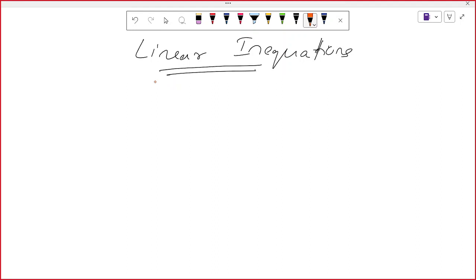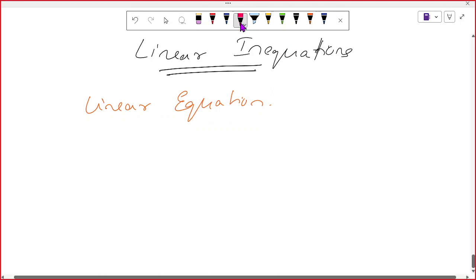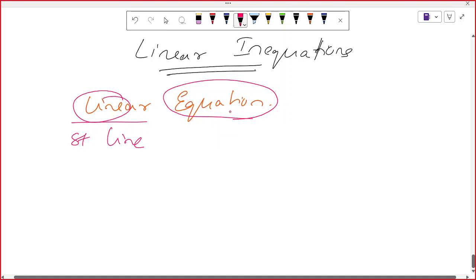What did we study last class? Before this, linear equation, right? Sir, linear equation, one variable. What do you mean by linear? Linear is line, there is the word line in it, a straight line. An equation will be written in a single straight line. Equation is nothing but is equal to, left hand side equal to right hand side.